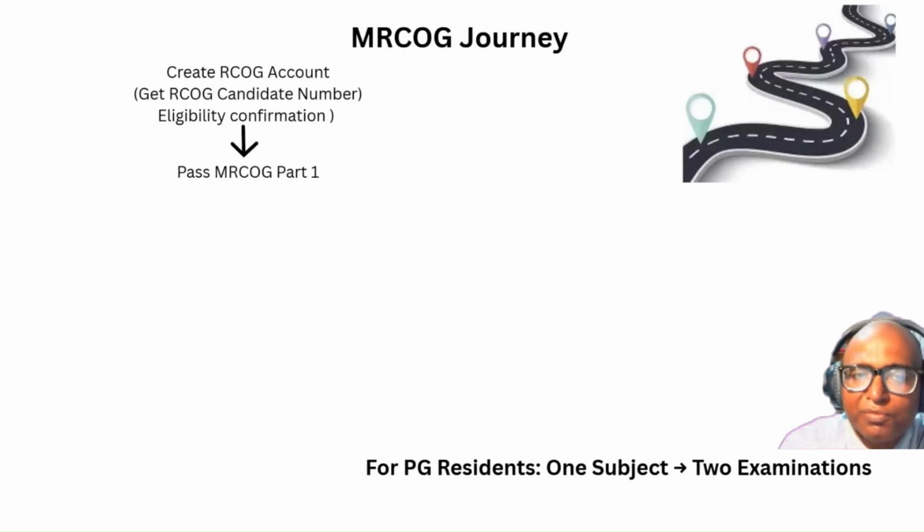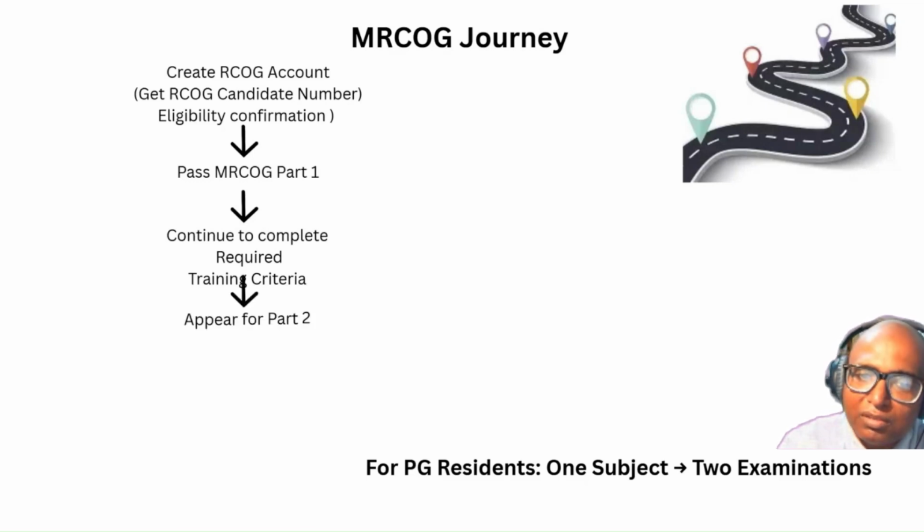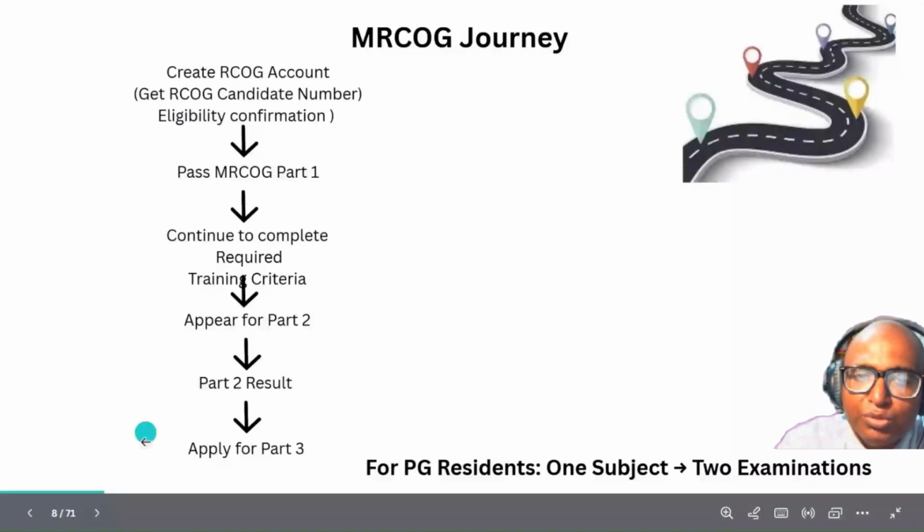Second, once you appear for part one, you will clear your part one of MRCOG and your training will continue. Okay, so before appearing for part three, you need to complete a total of 4 years of training. Once you have cleared your part one, you can appear for the second part of the examination, and then you will get a part two result. And after part two, you will apply for the third part, that is part three of MRCOG. But before you appear for part three, you need to complete the required training criteria, which is nothing but the 4 years of training in obstetrics and gynecology.